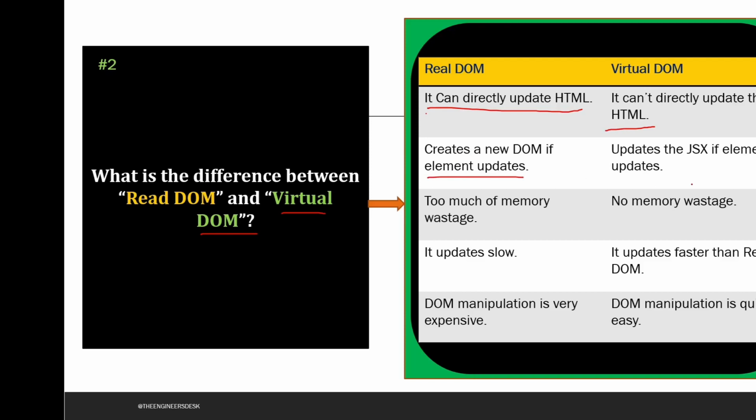But in the case of virtual DOM, it only updates the existing DOM with the changes, which we have seen in the previous question. The third difference is that there is too much memory wastage in the case of real DOM because it creates a new DOM for every small change, but that's not the case with virtual DOM. Real DOM updates slowly, however virtual DOM updates fast. DOM manipulation is very expensive, as we already know memory wastage is there, so obviously it becomes expensive. However, DOM manipulation is quite simple and easy in the case of virtual DOM. So this was the difference between real DOM and virtual DOM.